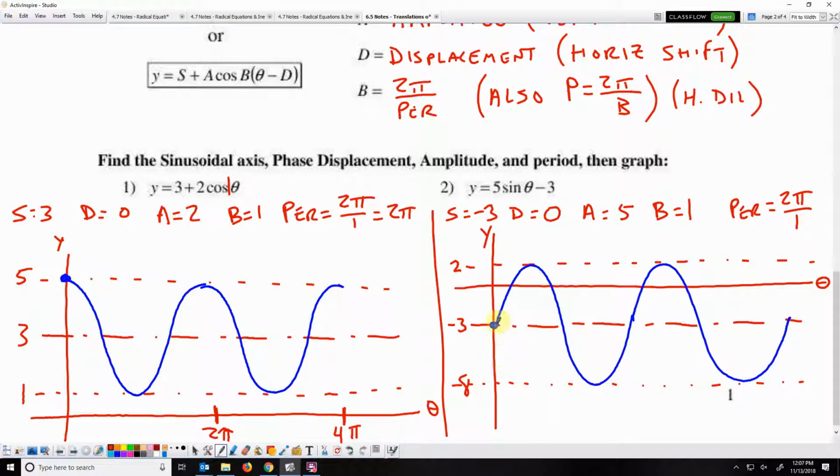So after completing one cycle, we're right here. After completing another cycle, we're here. The period is 2 pi, so it goes from 0 to 2 pi after one cycle. Another 2 pi, which puts us at 4 pi.